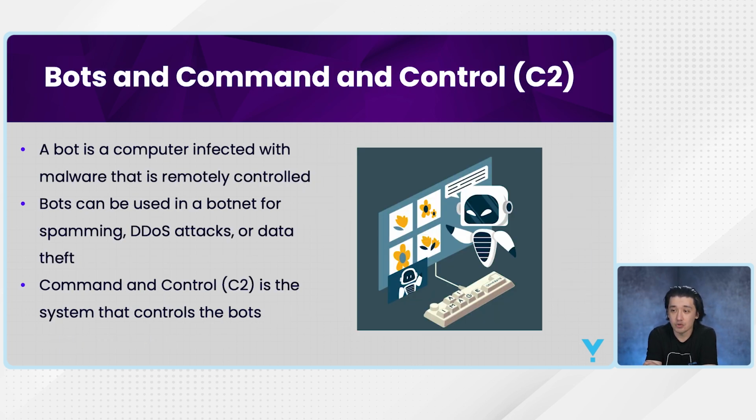Bots and command and control, C2. A bot is a computer infected with malware that is remotely controlled. This is similar to the remote control Trojan. These can be more diverse. Bots can be used in a botnet for spamming, DDoS attacks, and data theft. They're a little more robust, kind of like worms, but not. Worms don't need data input. These really do need data input. They're exactly what you think they are: little tiny programs that do the bidding of their hacker masters to cause you problems. Command and control is the system that controls the bots, C2.